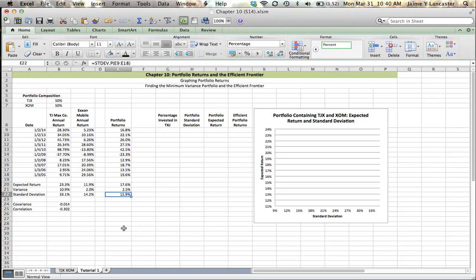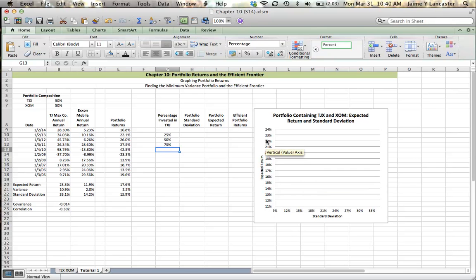And so let's take a look at a couple of different portfolios. And in our mind here, we're going to stick to that golden rule of investing, where we would expect that taking on extra risk is going to bring us extra reward. So let's look at a couple different portfolios. Let's look first at a portfolio where we have 25% in TJ Maxx, 75% in ExxonMobil, and then let's look at one where we've got 50-50, and then let's look at one where we've got 75% in TJ Maxx and 25% in ExxonMobil.